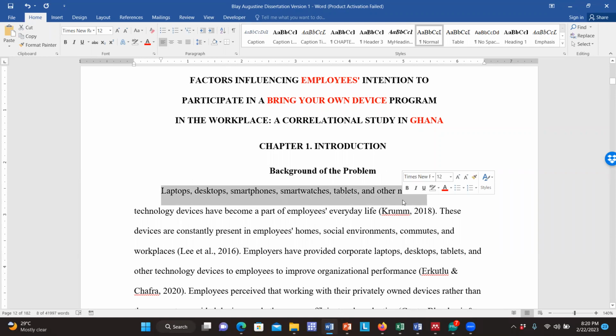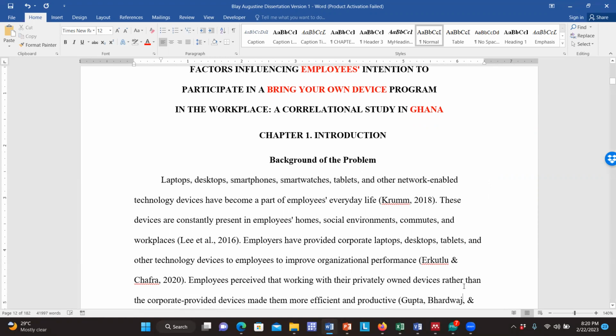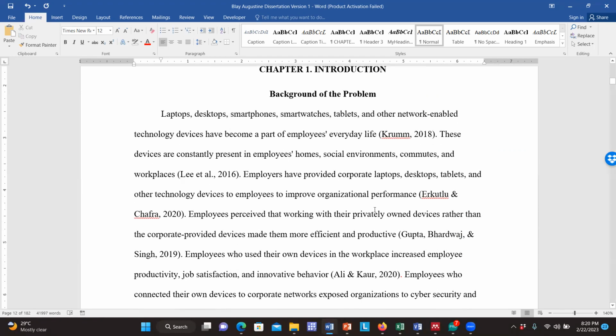One idea for one paragraph. So the focus is on that idea in that paragraph. And then he is giving evidence. You will see the analysis part. But even with the analysis part, he gives evidence. So he said these devices are constantly present in employees' homes, social environment, commute, and workplace.